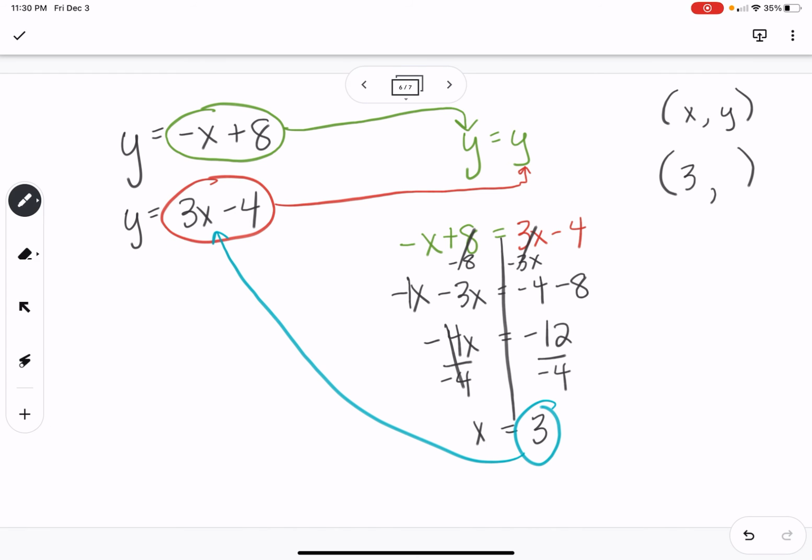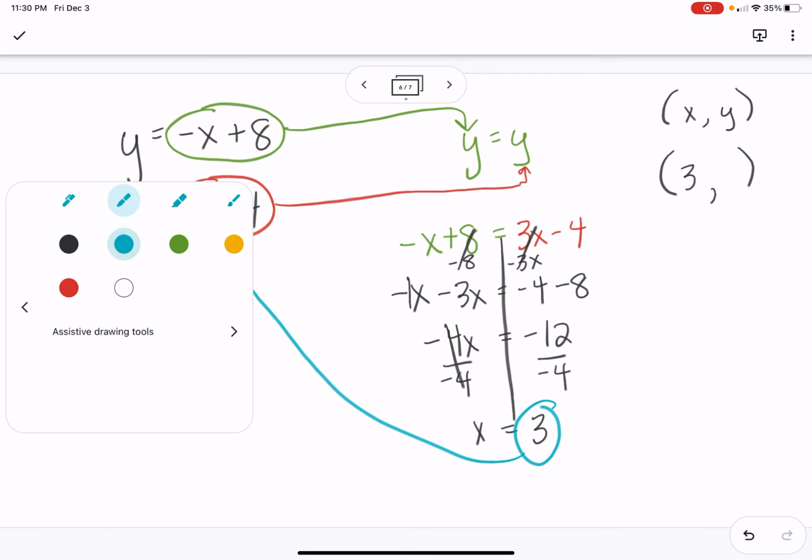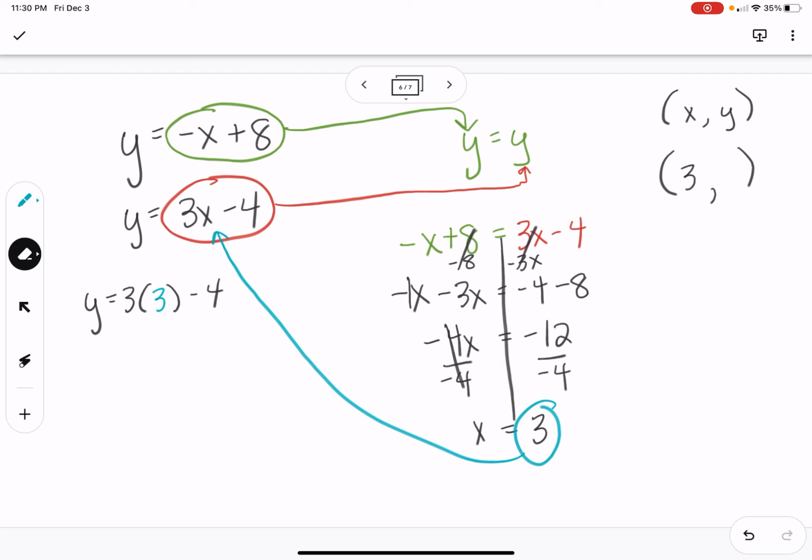So I'm going to have y equals 3 times x, which we're letting x be, or x is, we're not letting it be, but x is 3.